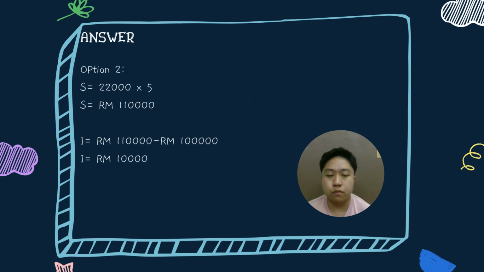For option 2, to find the S, we will times 22,000 with 5 and we will get the answer of RM 110,000. Then we will use the formula of I equal to S minus P to find the interest. Then we will write I equal to RM 110,000 minus 100,000. Then we will get the answer of RM 10,000.